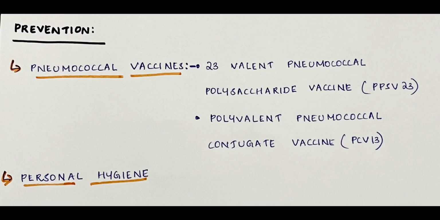Prevention. Pneumococcal vaccines. 23-valent pneumococcal polysaccharide vaccine, PPSV23, and polyvalent pneumococcal conjugate vaccine, PCV13, play an important role in the prevention of pneumococcal diseases. Personal hygiene is another important factor. So this is all about Streptococcus pneumoniae.